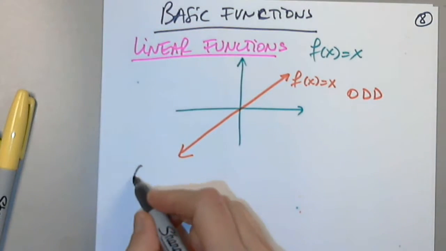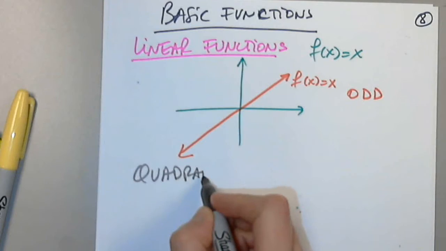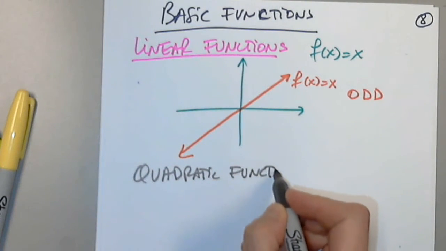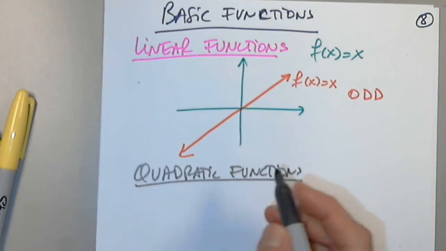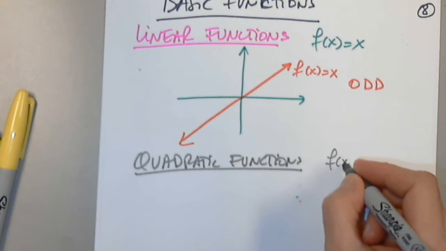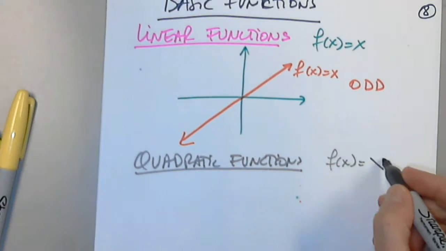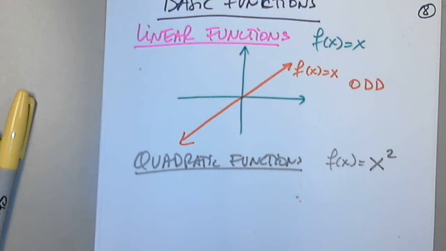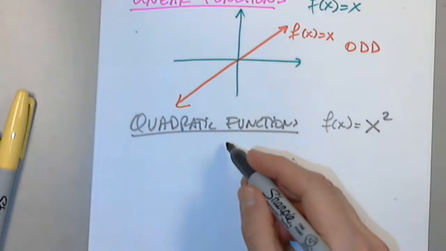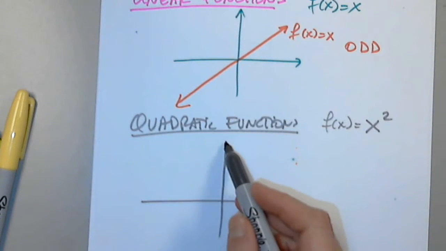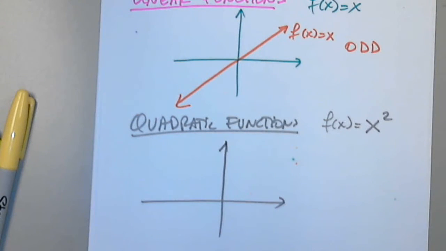Perfect. From quadratic functions, the simplest possible quadratic function. Can anyone give us the simplest possible? The simplest one. x squared. That's it. That is the simplest possible quadratic function. There is no other quadratic function simpler than this. So let's take a look at the graph. Here's the graph of x squared.